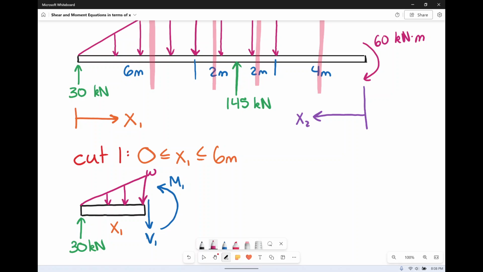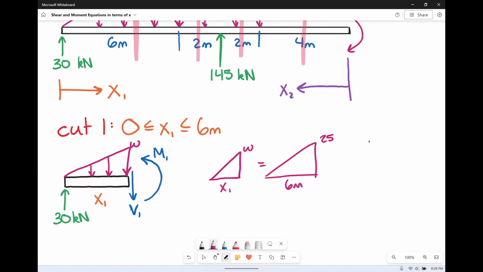So there's kind of two ways of doing this. You could do some similar triangles, right? You could draw a similar triangle. You could say, well, W is to x1 as the whole thing, which we said was 25, is to 6 meters. And you can solve for that. You might be thinking, well, I'm going to get W here in terms of x. Yes, remember everything's supposed to be in terms of x. So we have W over x1 is equal to 25 over 6. So we're going to get that W is equal to 25 over 6 times x1. That is obviously similar triangles. You could definitely do that.